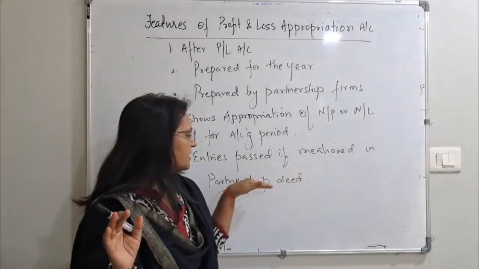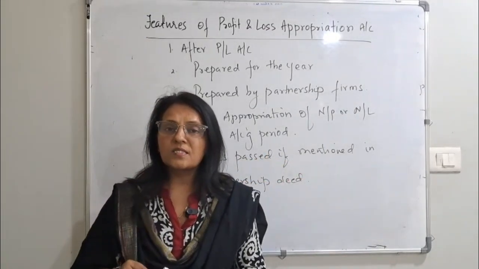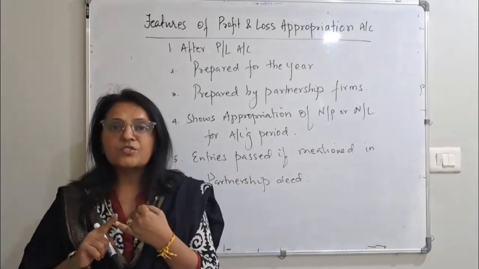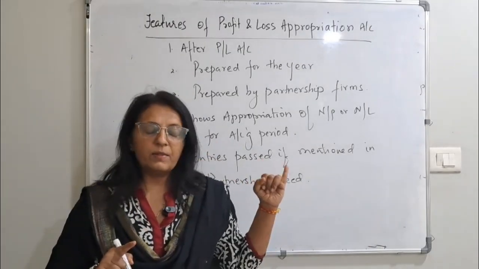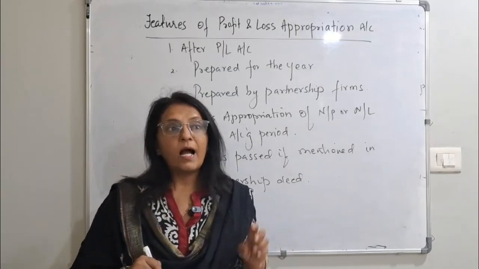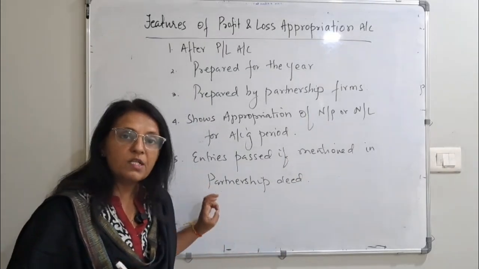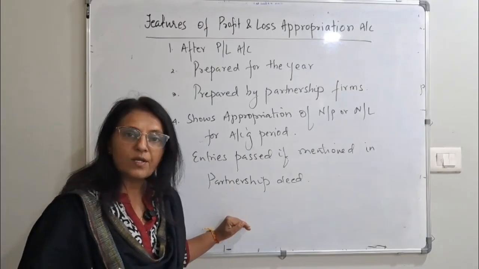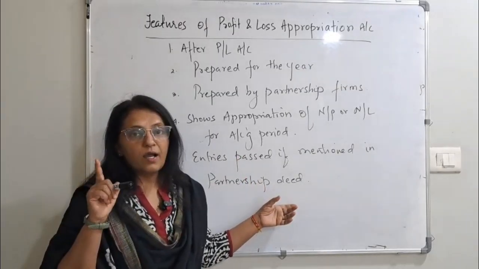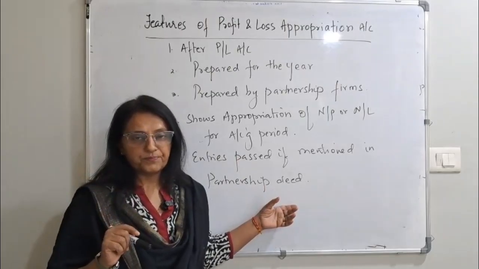Entries passed if mentioned in the partnership deed. What does this mean? Entries are passed. Interest on capital, I will pass this journal entry in the profit and loss appropriation only if it is given in the deed. I will give salary to the partner only if it is in the deed. Interest on drawings will be charged only if it is in the deed. So all this, provided you have a deed, it is mentioned in the deed.